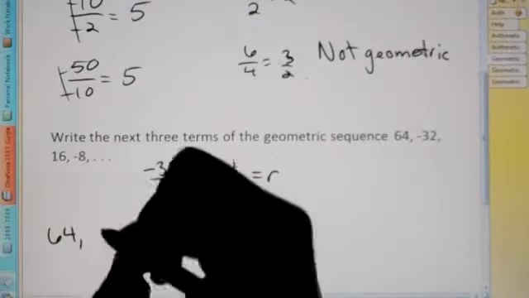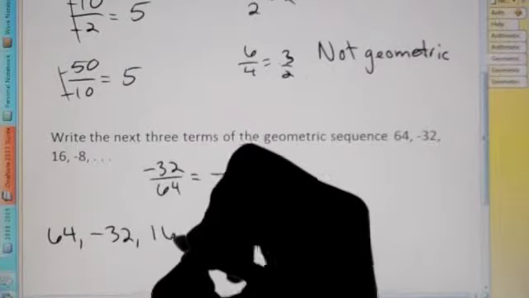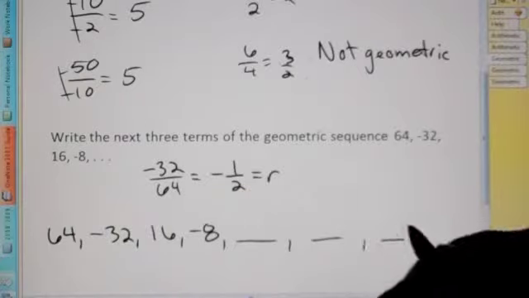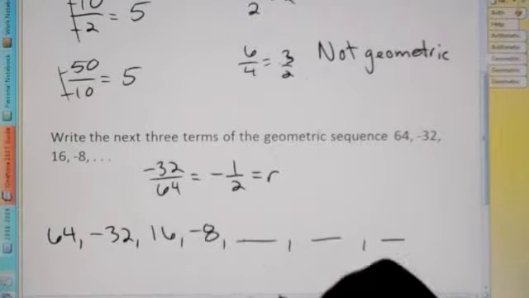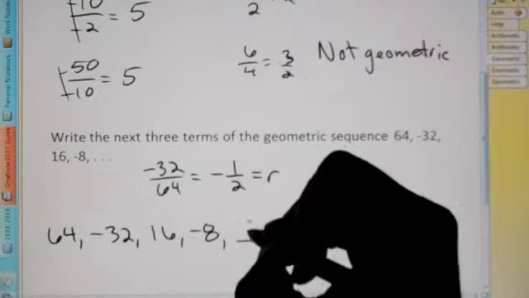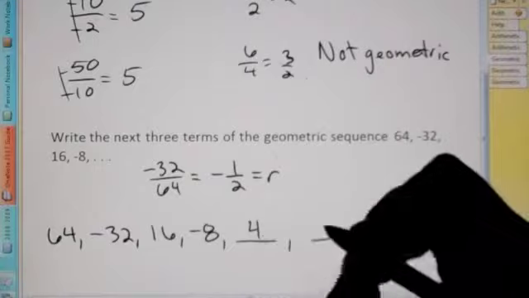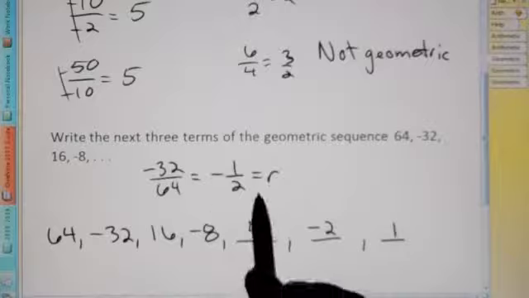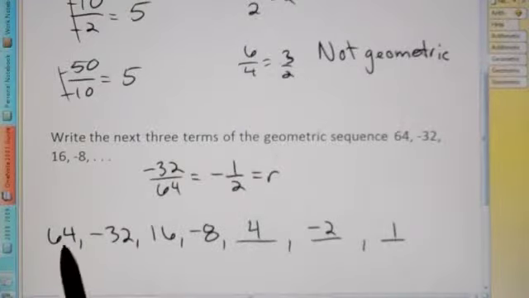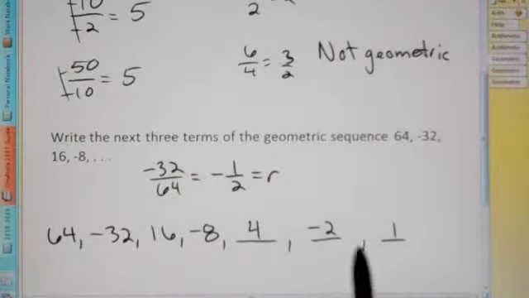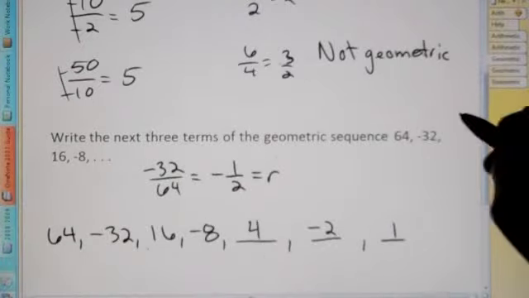So if we had 64, negative 32, 16, negative 8, our next 3 terms, what it's saying is multiply this term by negative 1/2. So negative 8 times a negative 1/2 gives us a positive 4. Times a negative 1/2 is a negative 2. Times a negative 1/2 is positive 1. Notice, when you're dealing with a ratio that's negative, it keeps switching signs. Okay? Keeps switching signs when the ratio is negative. And here we just keep cutting it in half each time. So that's how you find the next 3 terms.